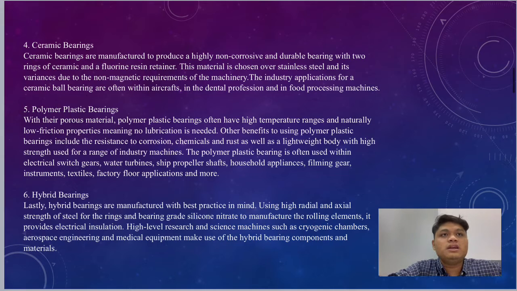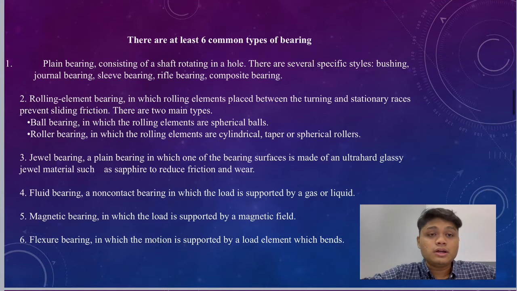Number four is ceramic bearing. Ceramic bearings are manufactured to produce a highly non-corrosive and durable bearing with two rings of ceramic and a fluorine resin retainer. Number five is polymer plastic bearing, which is a porous material. Polymer plastic bearings often have a high temperature range and naturally low friction properties, meaning no lubricant is needed. Number six is hybrid bearing. Lastly, hybrid bearing is manufactured with the best practice in mind.